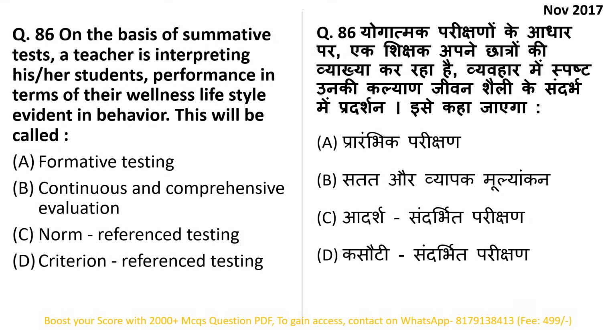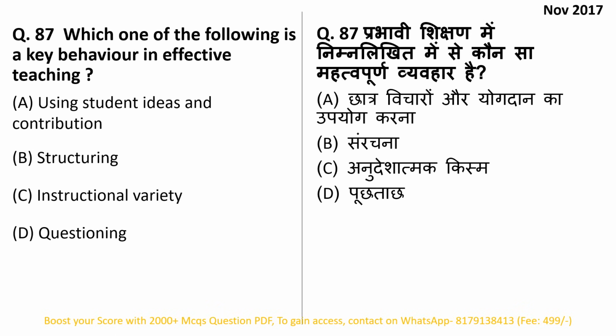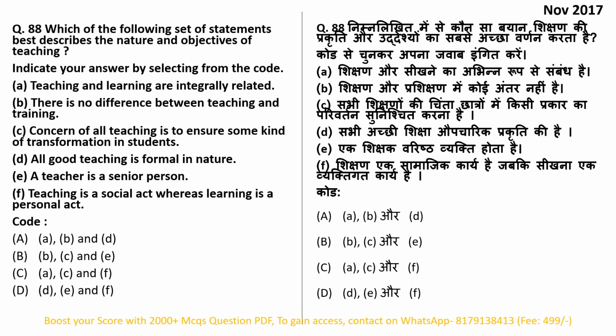On the basis of summative tests, a teacher is interpreting his or her students' performance in terms of wellness lifestyle evident in behavior. This will be called criteria reference test. Okay. Which one of the following is key behavior in effective teaching? Using students' ideas and contributions, structuring instructional variety, or questioning. The right answer is C, instructional variety.